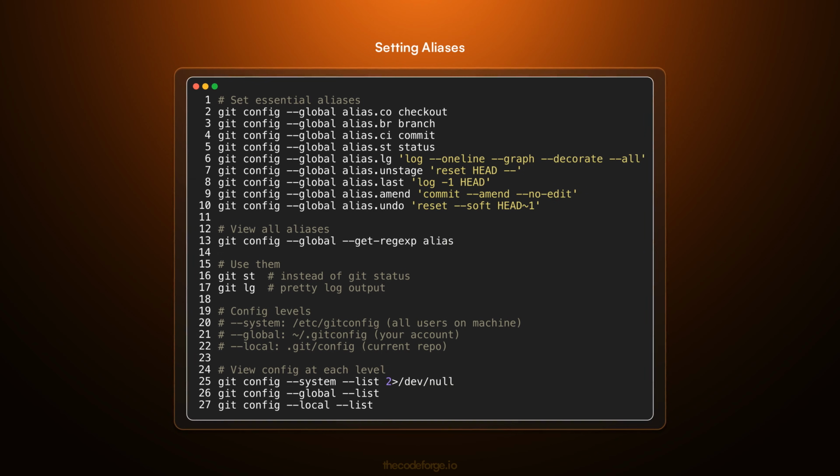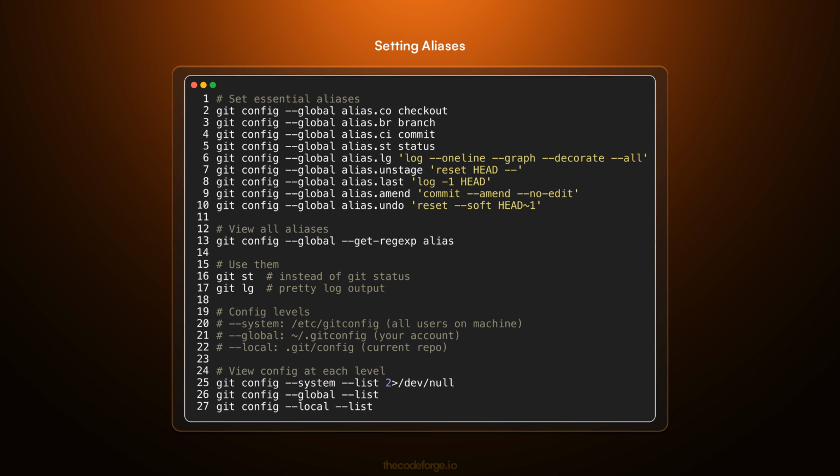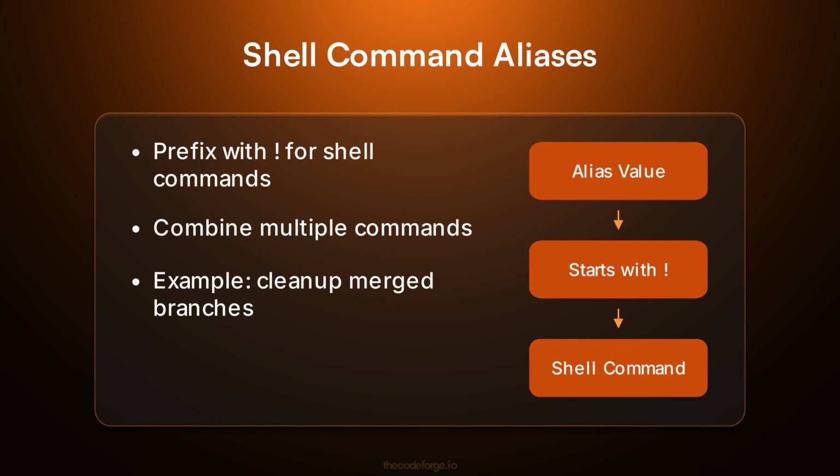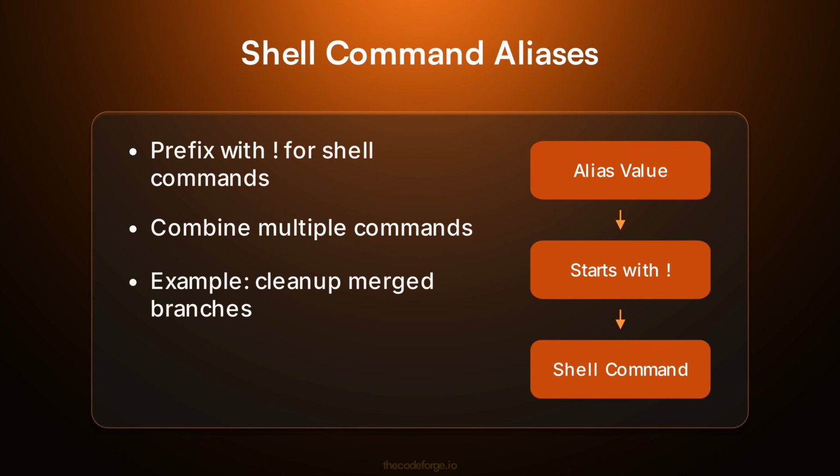Here's how to set the essential aliases. Run these commands in your terminal. You can view all your aliases with git config --global --get-regexp alias. And remember, you have 3 config levels: system for all users, global for your account, and local for the current repo. You can also create aliases that run shell commands by prefixing the value with !, for example, git config --global alias.remote-v '!git remote -v | head -5' shows only the first 5 lines of remote URLs.